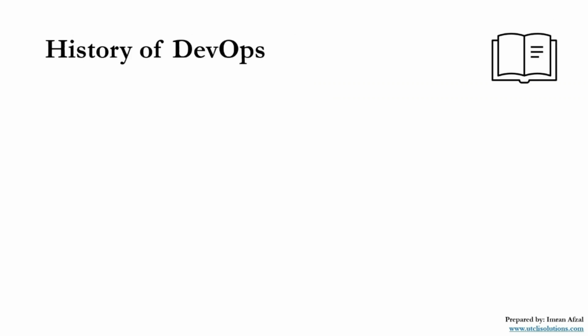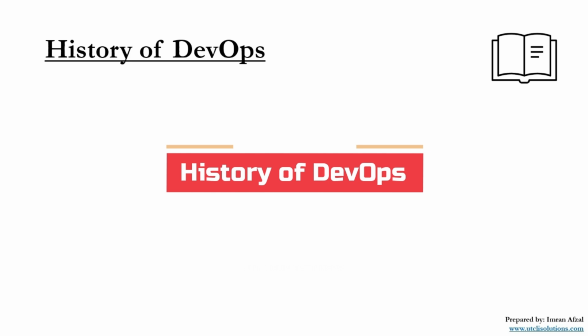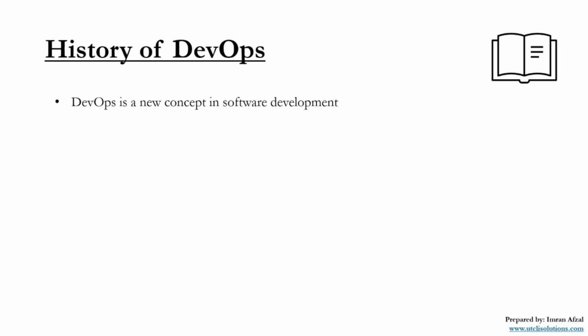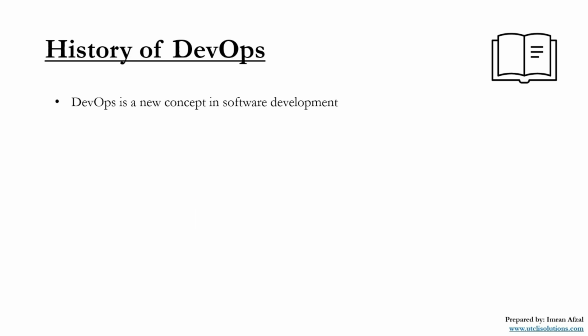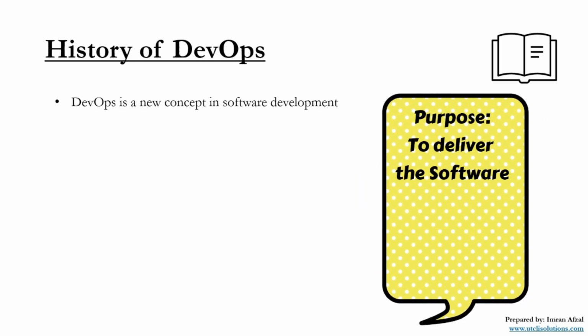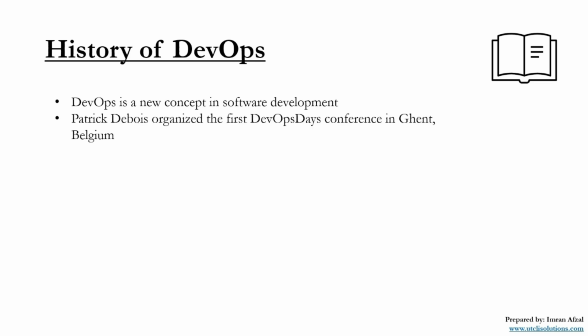In this video, we will cover the history of DevOps. So DevOps is a relatively new concept in software development and operations. With its origin in the early 2000s, it emerged as a response to the challenges faced by IT organizations in delivering software quickly, reliably, and at scale. So that was again the main purpose and challenge why DevOps was introduced.